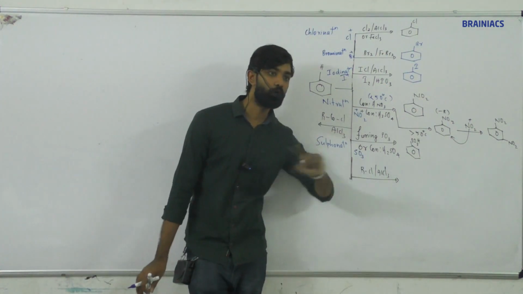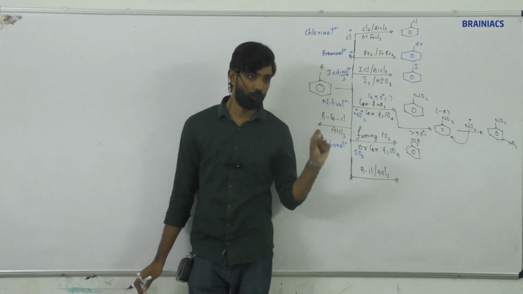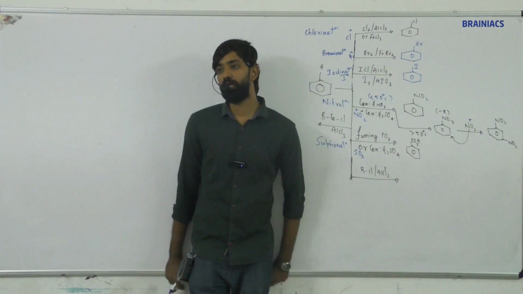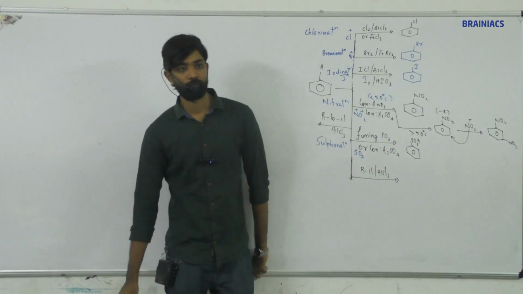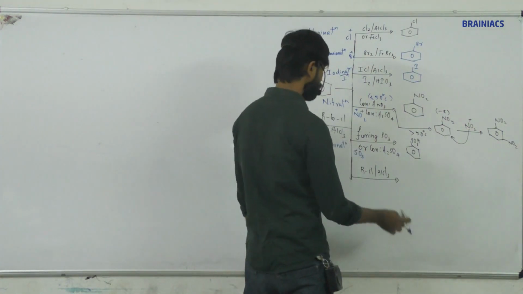Electrophile is SO3, not SO3 plus or SO3H plus. But once it substitutes the ring, or the hydrogen, it becomes SO3H. I'll explain the mechanism, then you can realize why it is so.